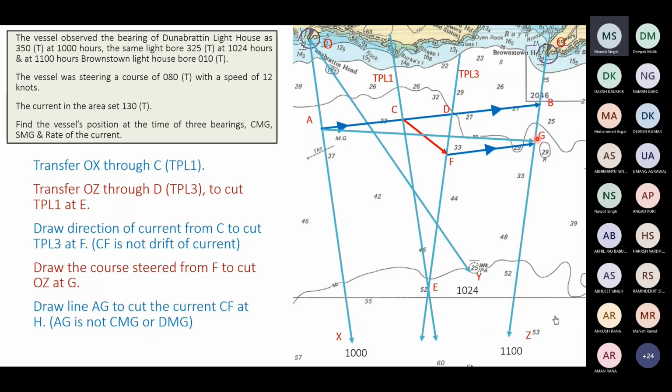Be clear in your mind that this line is not our course made good line or anything else. This is just a line which we have drawn following the stepwise procedure. The course made good will be found out a little later. So at this point of time, this line does not represent anything. It is required to complete the plot.